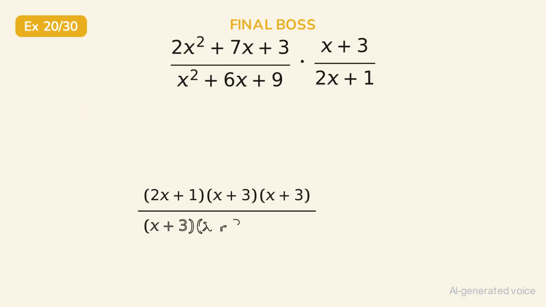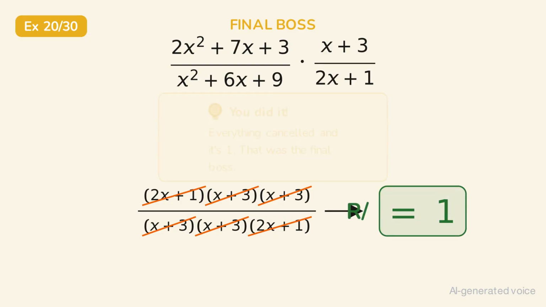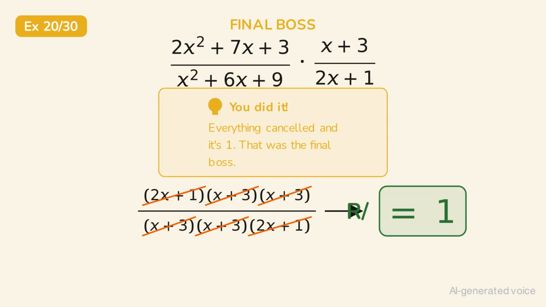Now we multiply the two fractions into a single one. On top we get 3 factors, and on the bottom another 3. And watch the magic. The factor 2x + 1 on top cancels with the one below, and x + 3 on top cancels with one below, and the last x + 3 too. Absolutely everything cancels. And when everything cancels, 1 is left on top and 1 on the bottom. The answer is simply 1.